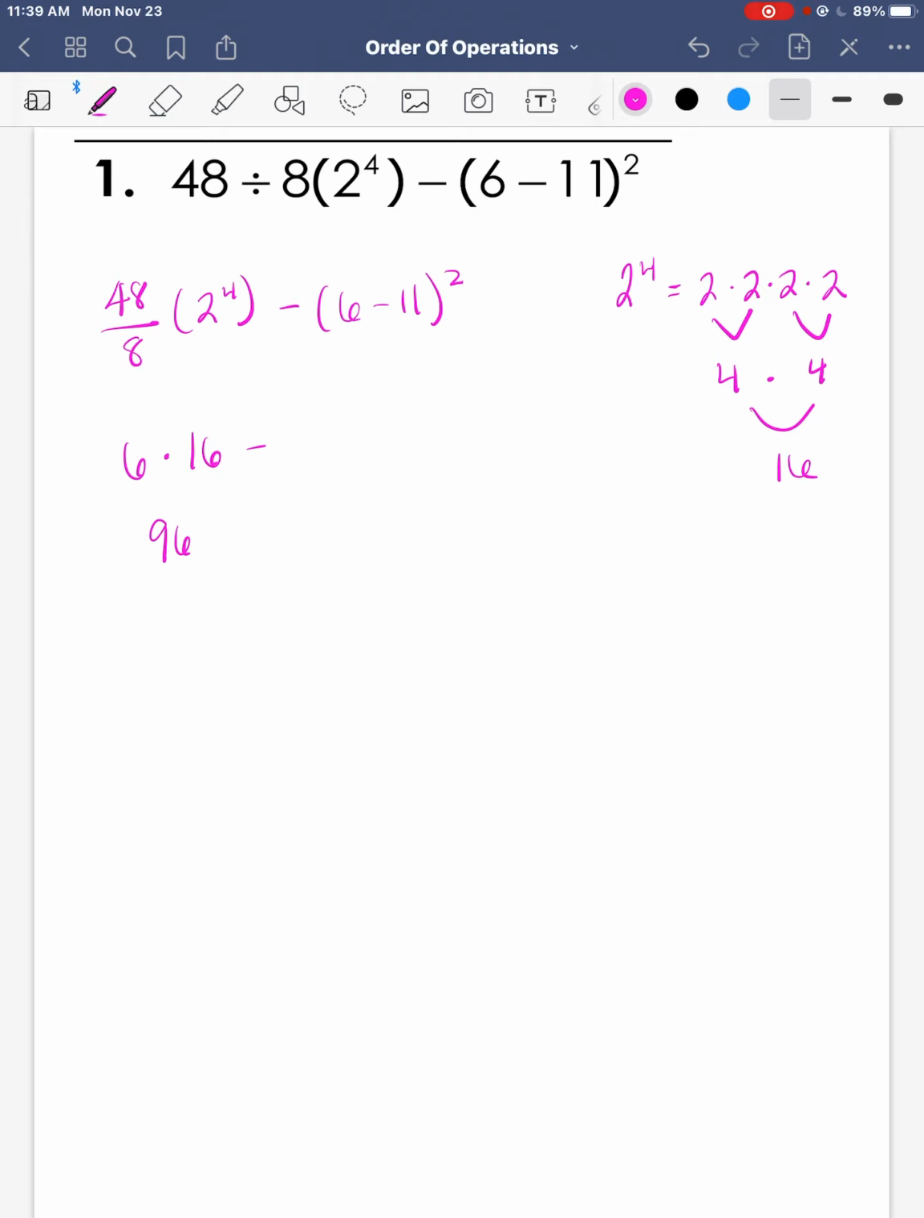Now, 6 minus 11, which is negative 5 squared, and we will bring it down. It'll be 25 because negative 5 times negative 5 is a positive 25. And two negatives give me a positive, but we still have this negative on the outside right here. That's why it is still right there. Okay? So, 96 minus 25 is 71. Okay? Simple, straightforward problem.